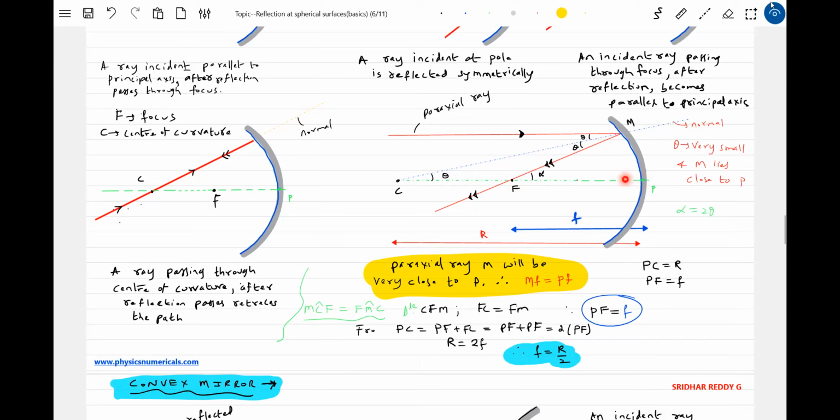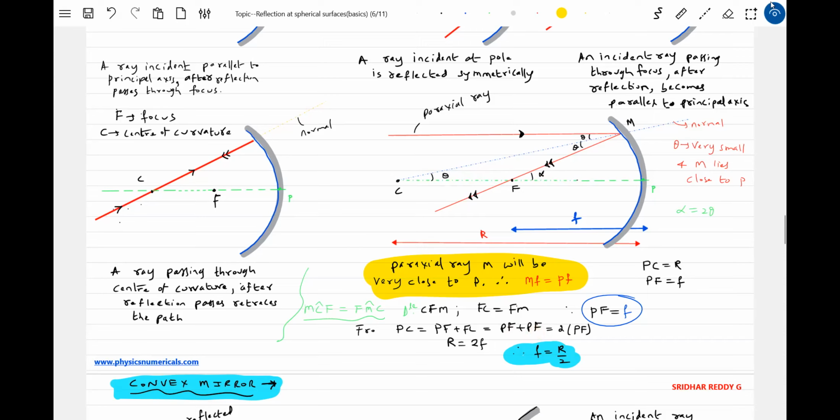Okay, let me write. What is PC equal to? PC is equal to PF plus FC. Now, what is PF? That is the focal length. What is PC? That is equal to R. How these two are related is what we are trying to get, a relationship here. And we know MF is equal to PF, and MF is equal to FC.